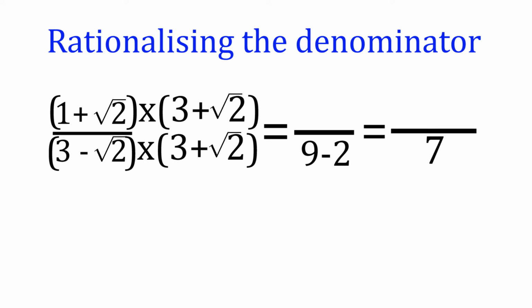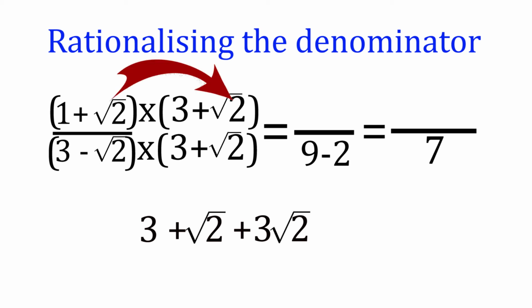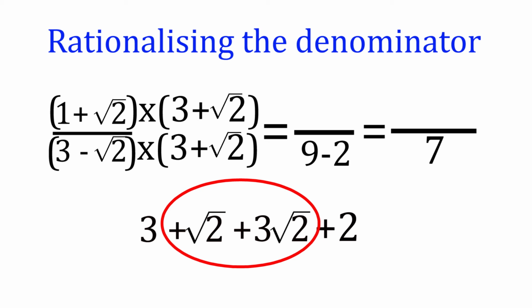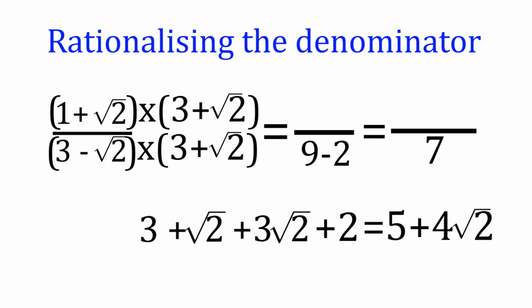The numerator, however, is not the difference of two squares, so you'll have to multiply it out and simplify it. Taking one term at a time, 1 times 3 equals 3, 1 times root 2 equals root 2, root 2 times 3 equals 3 root 2, and root 2 times root 2 equals 2. We can simplify the middle terms. Root 2 plus 3 root 2 equals 4 root 2. So the numerator becomes 5 plus 4 root 2.